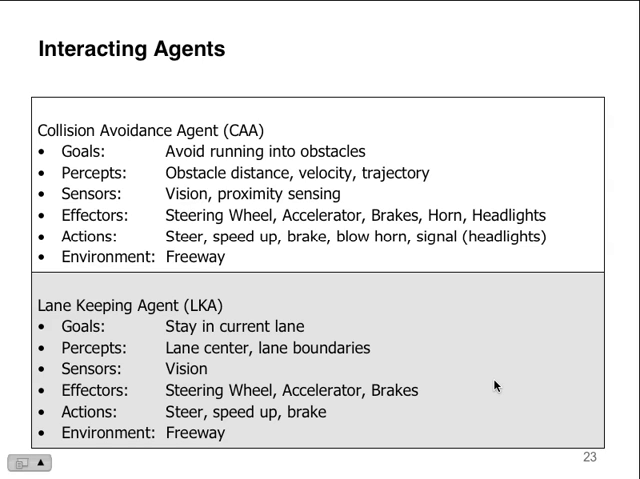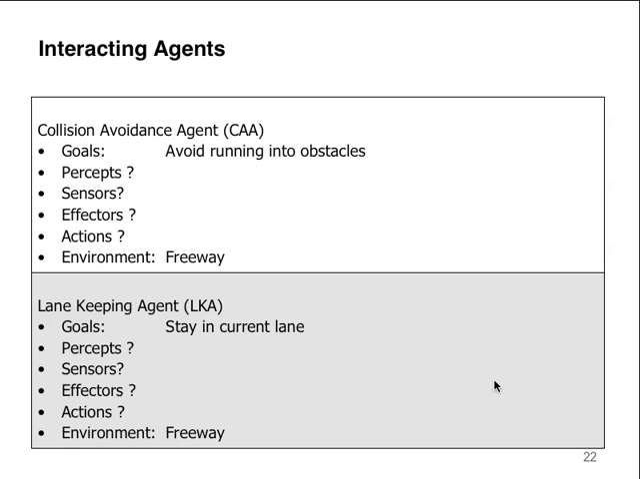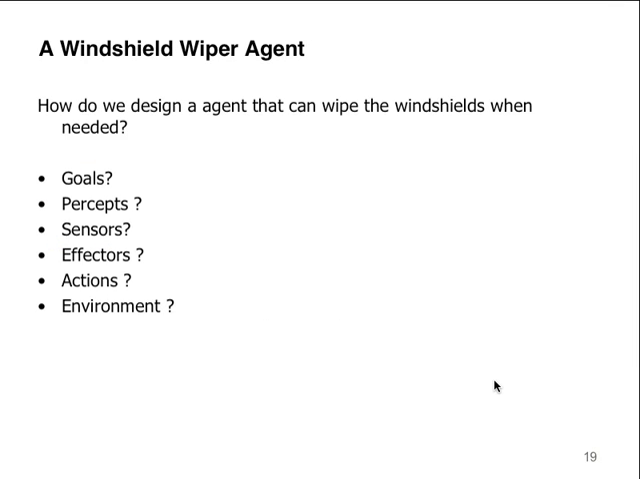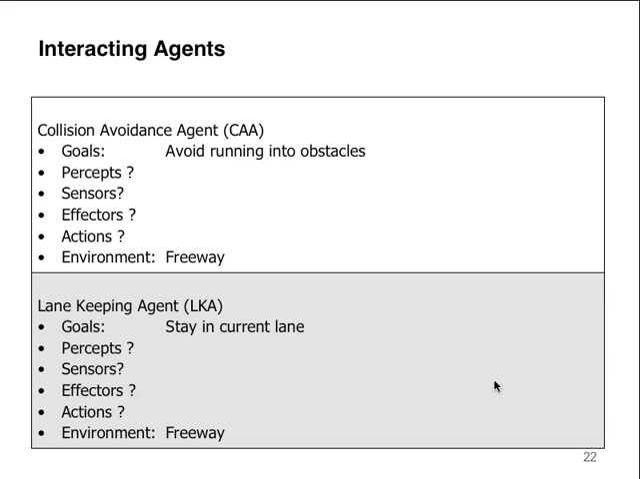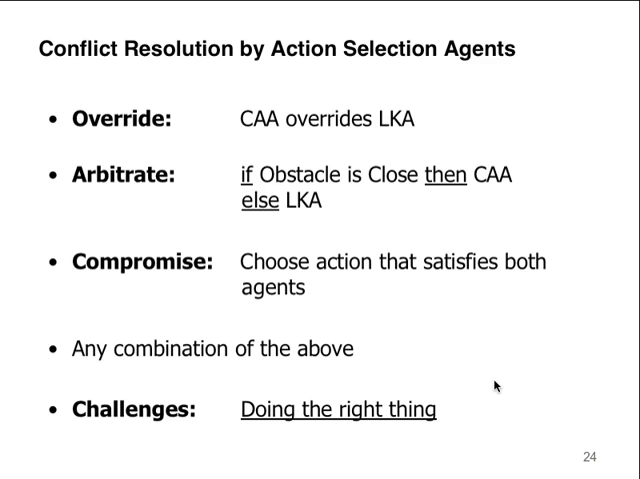So I'm going through this stuff because this is what you need to do for the assignment. Because I'm going to ask you something like, how would you design an agent that can wipe the windshields when needed? Well, that's how you would design one. This is the information that you need to put into the design. It's just a roadmap, and it's just one way of solving the problem, essentially. It's coming up with the information that you would need for it.